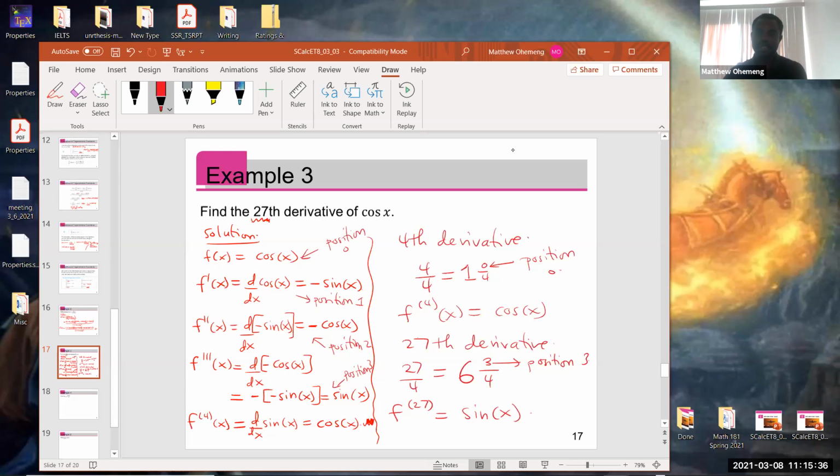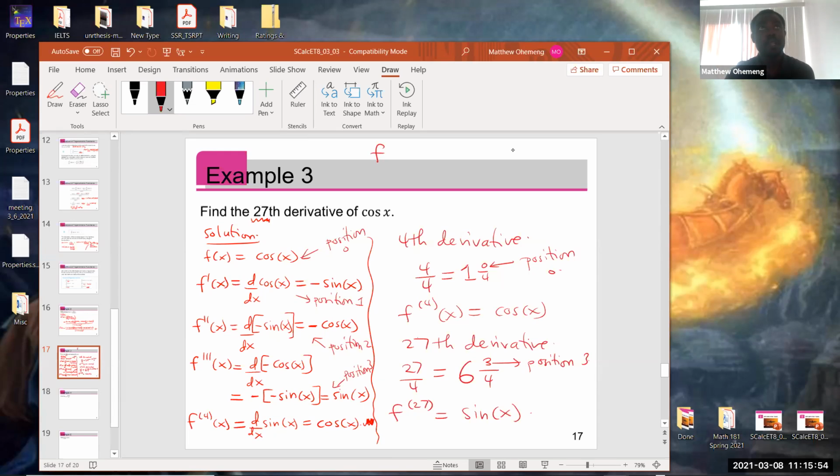I hope this makes sense. Is there any part you don't understand? Okay, if you do understand this, then let me ask this. Can anyone guess what this will be?